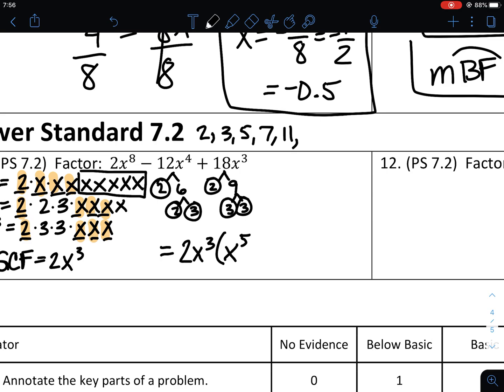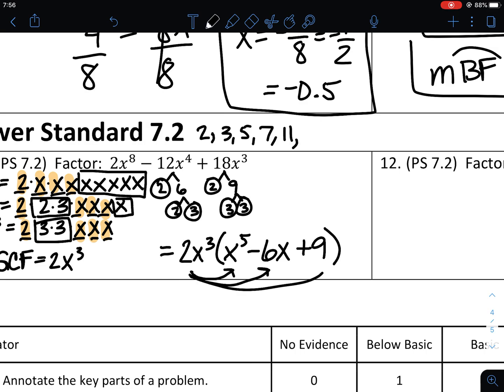There's no coefficient left over. In the negative 12x to the 4th, so it's going to be a negative, I'm left with 2 times 3 and an x, which is 6x. And then that 18x to the 3rd was positive. I'm left with 3 times 3, no variables. 3 times 3 is 9. So there's my factored form of 2x to the 8th minus 12x to the 4th plus 18x to the 3rd. It is equal to 2x to the 3rd times the quantity x to the 5th minus 6x plus 9.